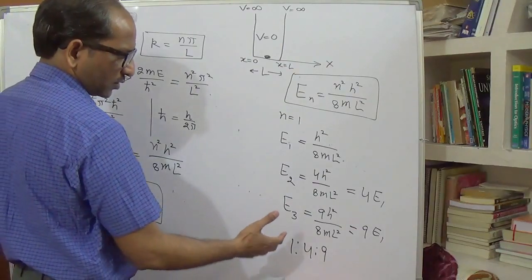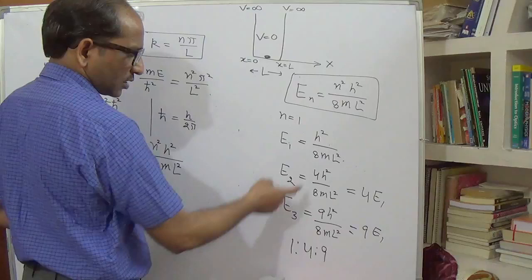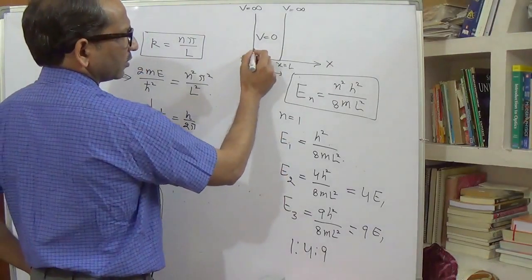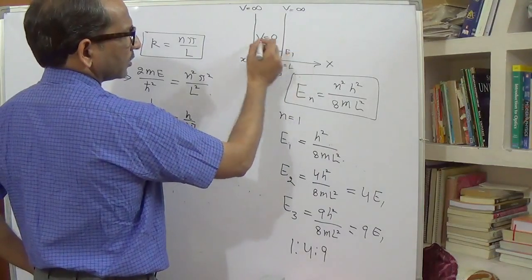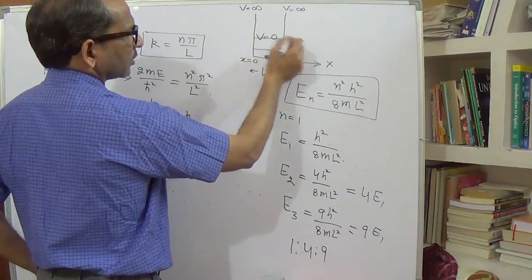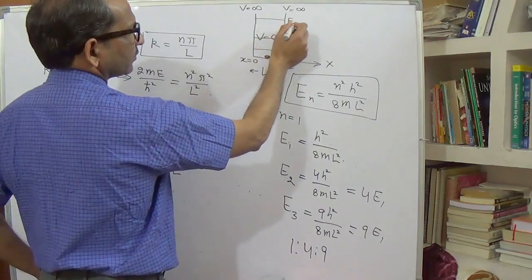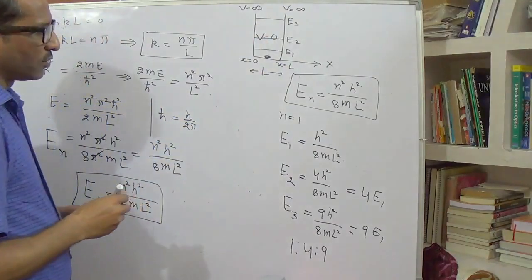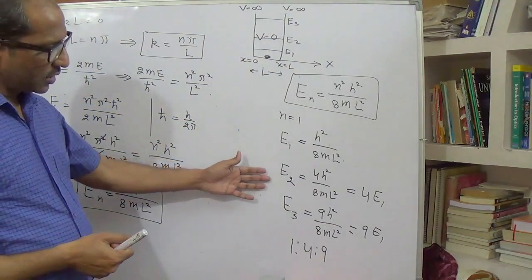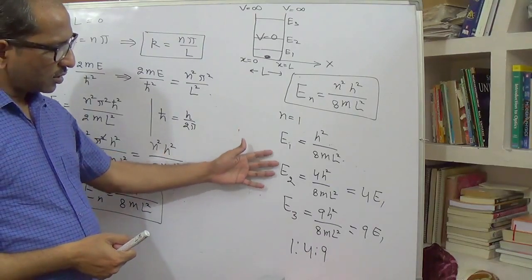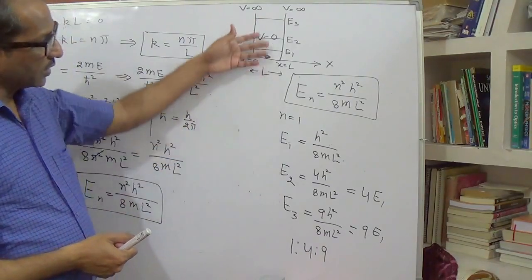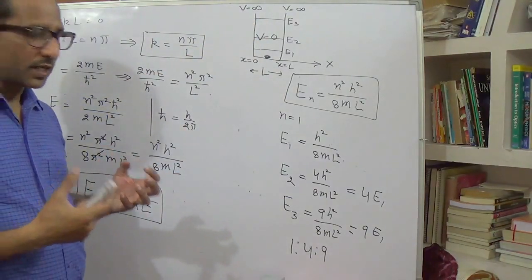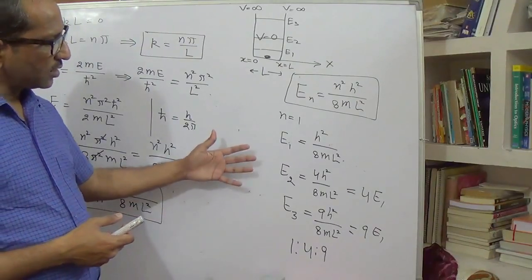And one thing one can notice is that these energy values are like this. If this is E1, this is E2, this is E3, the energy gap between these levels is not uniform, and the values are different. So these discrete energy levels are quantized.